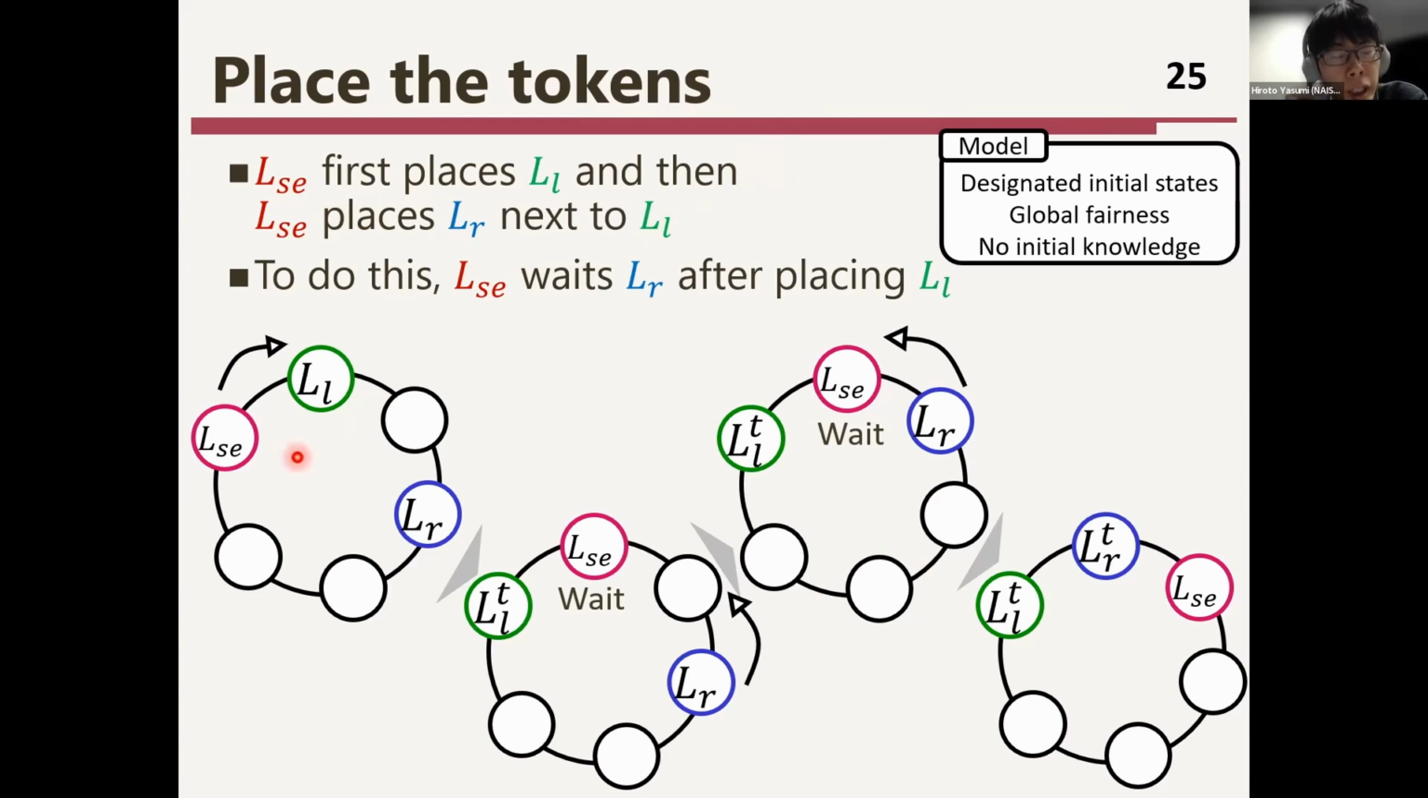When an agent with the LSE token interacts with an agent with the LL token, then the LSE token places the LL token like this. And then, to place the LR token next to the LL token, the LSE token waits for the LR token. In this example, the LR token eventually moves and meets the LSE token. At that time, the LSE token can place the LR token next to the LL token.